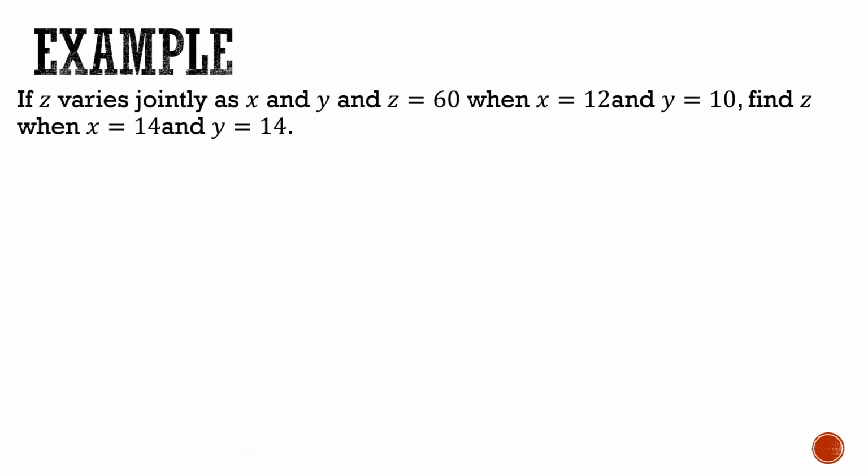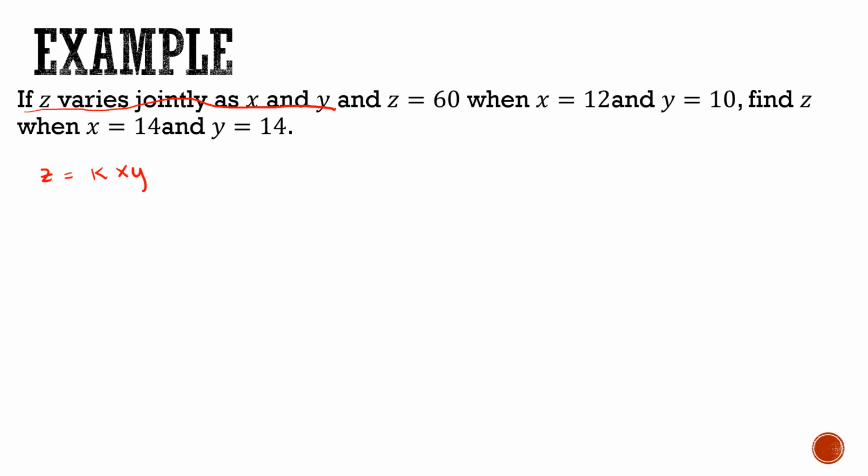Let's have example number 2. If Z varies jointly as X and Y, and Z is equal to 60 when X equals 12 and Y equals 10, find Z when X equals 14 and Y equals 14. Now remember, just like in other variation, we need to translate the given statement into mathematical equation. So as Z varies jointly as X and Y, we can write this as Z equals kXY. How to identify the value of k?